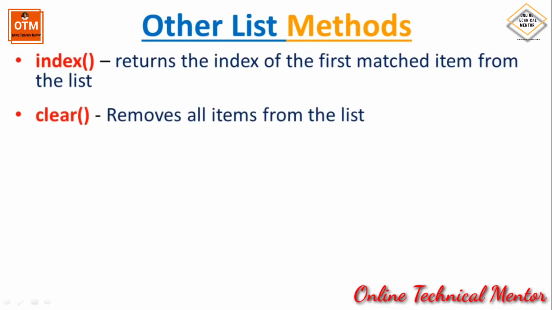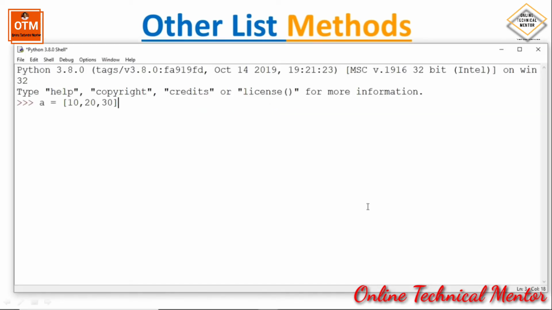The next method is the clear method. Clear method removes all items from the list. Suppose I have a list like this, a equal to 10, 20, 30. If you print a, it will give you 10, 20, 30. If I write a dot clear with brackets, then again print this a, it will show you nothing. That means the list has become empty. To remove all the list elements, you can use this clear method.